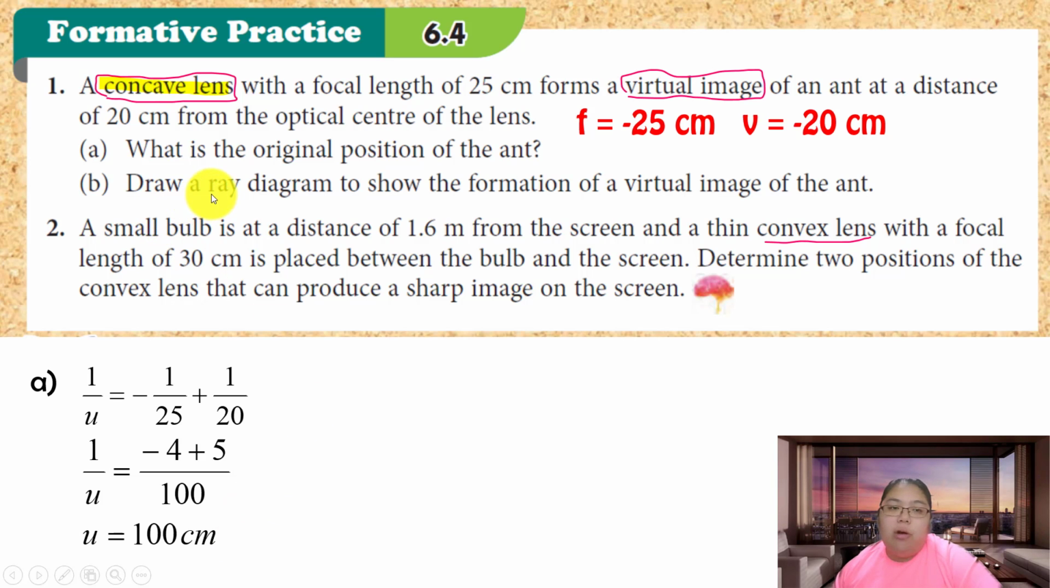Okay, number 2, you need to draw the ray diagram showing the formation of the virtual image of the ant. The virtual image of the ant means you need to show the virtual image. Now I will show how to get the virtual image by using the concave lens.